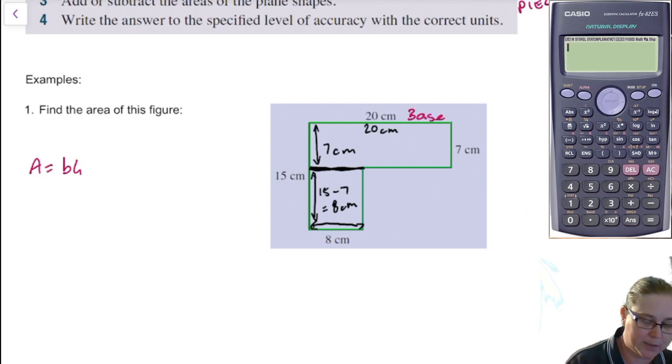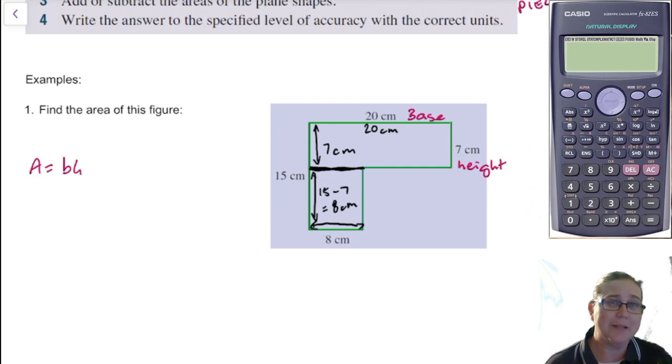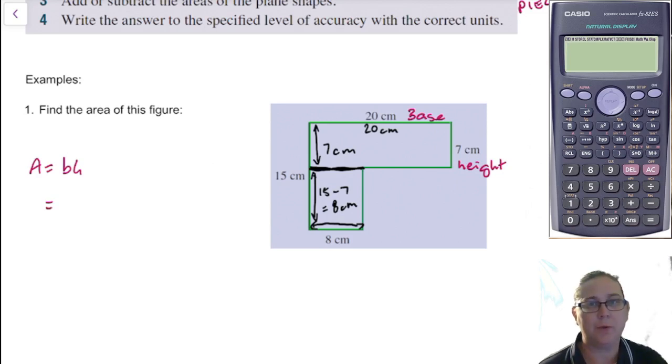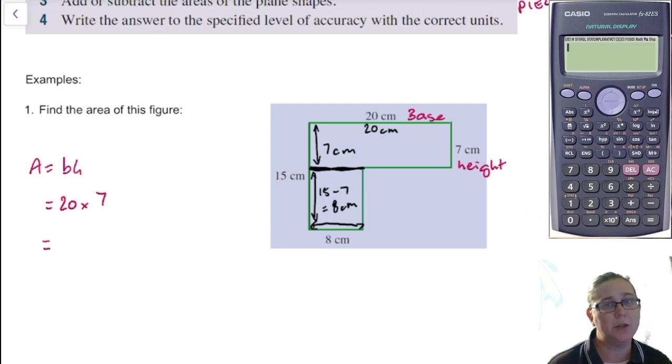So I call it the base times the height. Hopefully that makes sense to you, especially when we get to triangles, because triangles are half BH, so half of the base times the height, and it just gives us that nice little link. All right, so in our rectangle, we've got BH. We have 20 times 7. If we need to use our calculator for that, just clocking it in there.